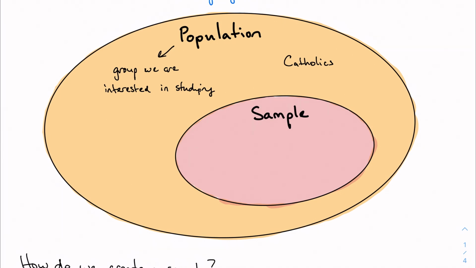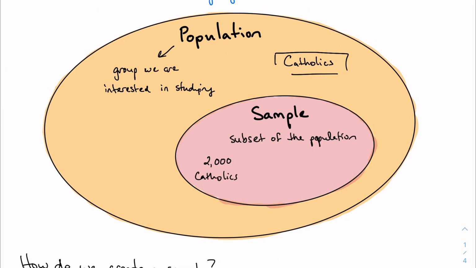Well, again, it doesn't make sense for me to survey every single Catholic. So I'm going to take a subset of that population, and we're going to call that subset a sample. So maybe I just take, I don't know, 2,000 Catholics, just 2,000 Catholics. Any sort of other label, right? If I were to change this to 2,000 US Catholics, well, that's a whole different demographic. So we just want to talk about a specific number of people or units in that population.